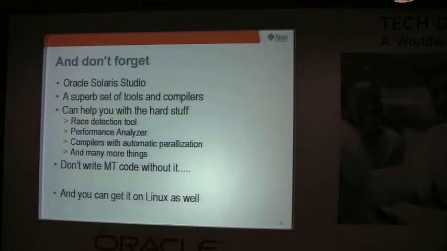And don't forget Sun Studio, Solaris Studio. It's a superb set of tools. I think I've mentioned it a number of times now. I personally think it's probably the best toolchain in the industry for writing multi-threaded code. It's very, very good for those things. We have race detection tools, the performance analyzer, compilers with automatic parallelization, and many, many more things. I say, don't write multi-threaded code without it. It's like not leaving your house without it. And if you're writing code on both Solaris and Linux, you can use Sun Studio or Solaris Studio on Linux as well. We have it on both platforms. Although some of the observability tools we have are only available on Solaris, because we rely on features in the Solaris operating system to dig out information from the kernel.